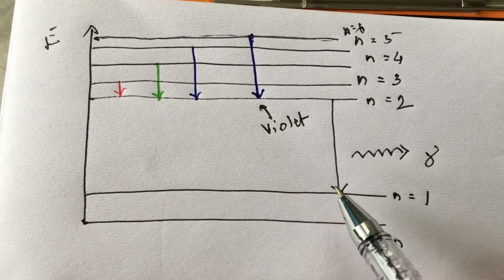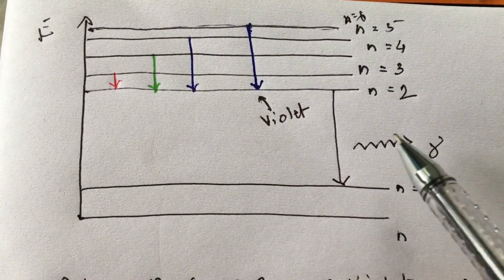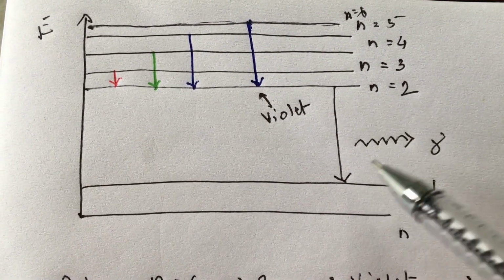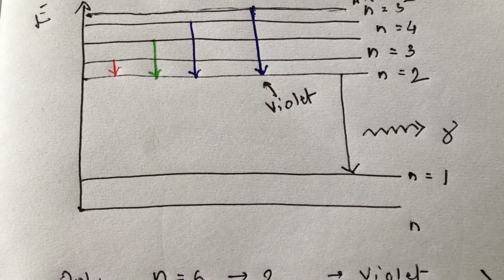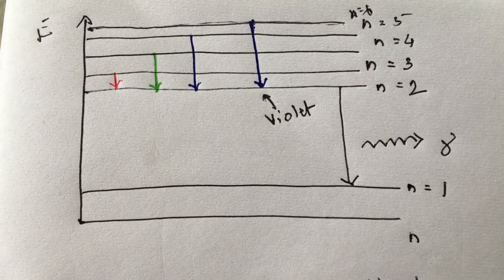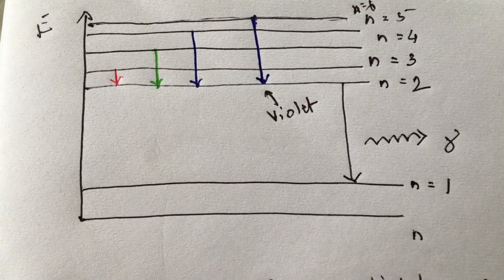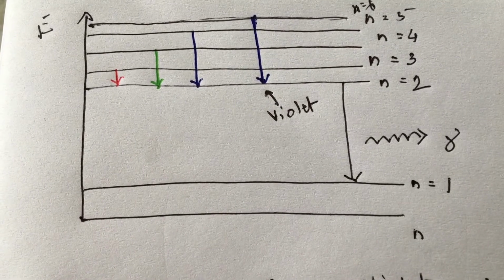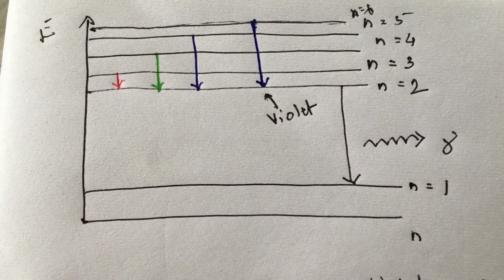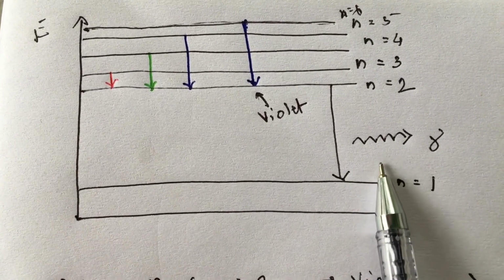This energy gap is so large that the photon coming out of this transition will give us a line in the ultraviolet region. And we cannot see it with our naked eye. We need an ultraviolet camera or something like that to see this photon.